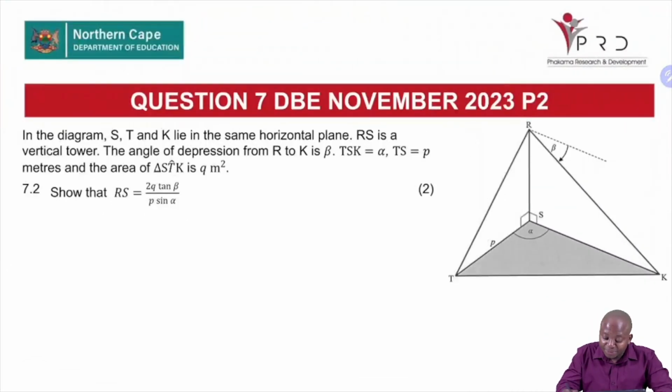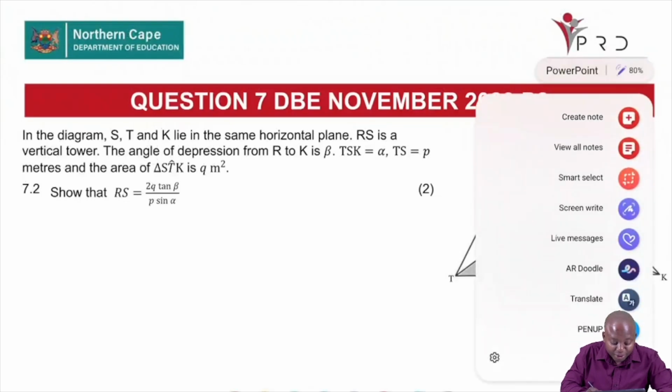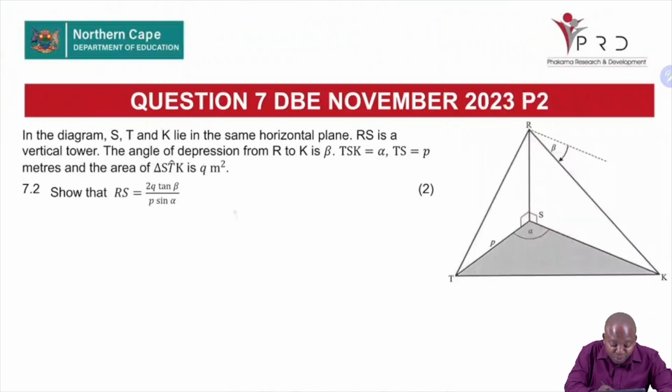And that's our SK. Now, number 2. Show that RS is equal to 2Q tan beta over P sine alpha. Let me just go back a bit. Remember that our SK equals 2Q over P sine alpha. So we had SK already. So what are we looking for? RS. So RS is this side. We're looking for that pole. So to find that RS, what can we do?